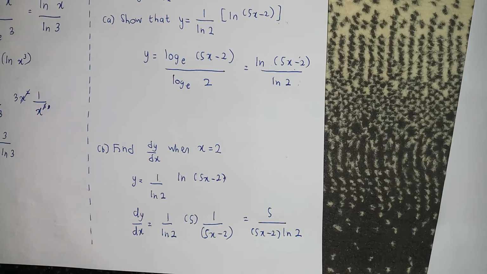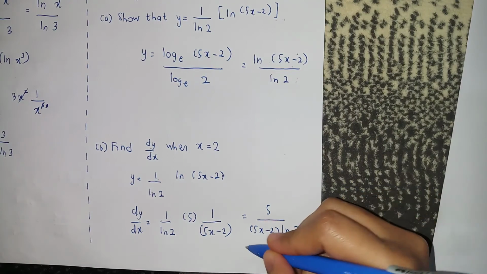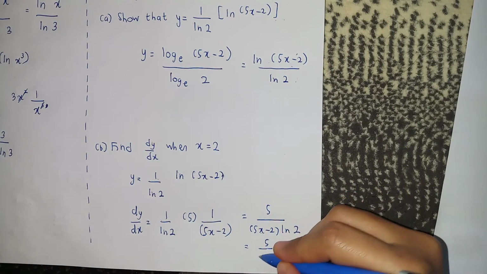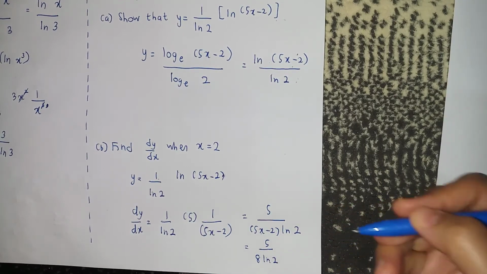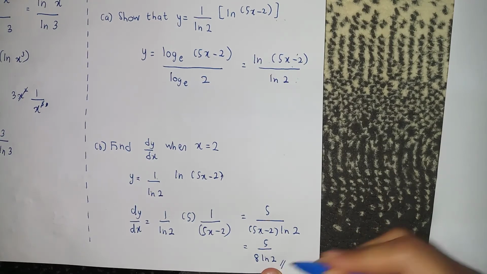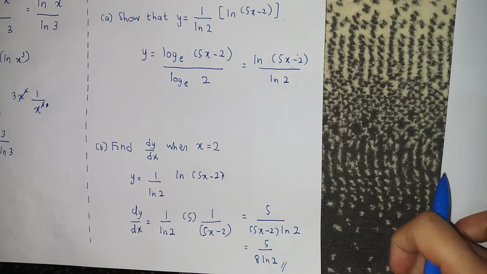The question asks us to substitute x with 2. So you substitute x, you will get 5 over 5 times 2, which is 10, minus 2, that is 8 ln 2. You can leave your answer in that form, or you can simply press your calculator. Simple only, this one.